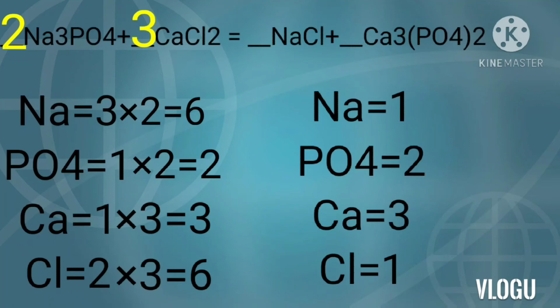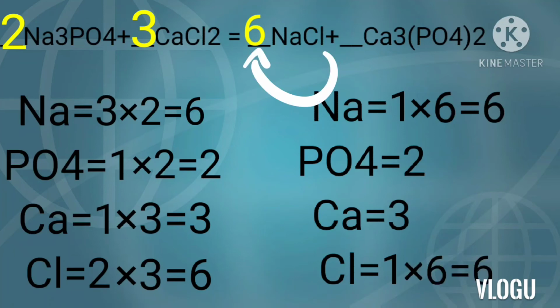Now we got 6, 2, 3, 6 on the left, meaning we have to fix the right part of our equation. We have sodium 1 here, so let's put 6 before the sodium chloride and multiply. Sodium 1 times 6 equals 6. And because sodium is together with chloride, let's multiply also chlorine 1 times 6 equals 6. Now check it. We got our equation balanced.